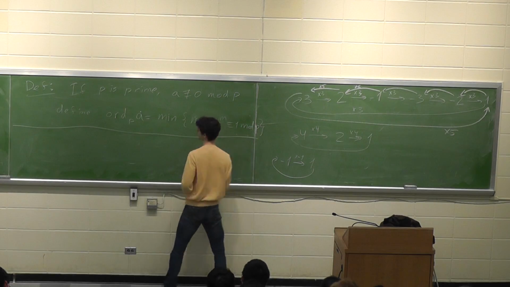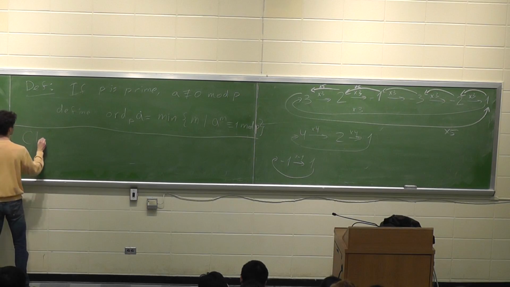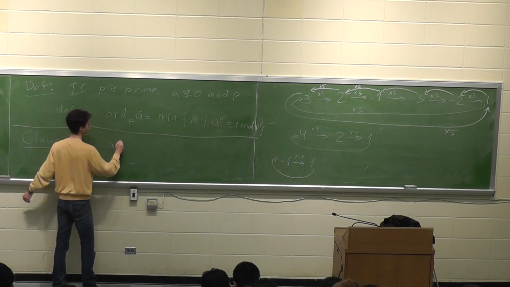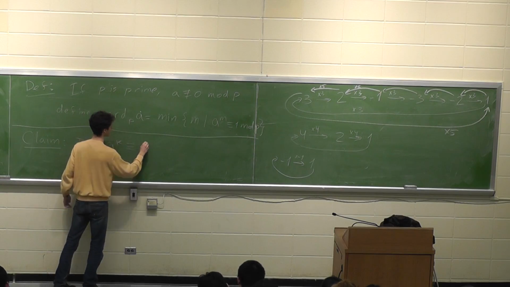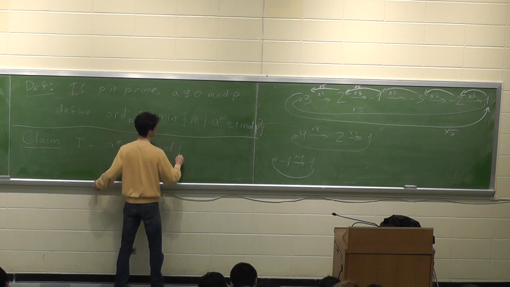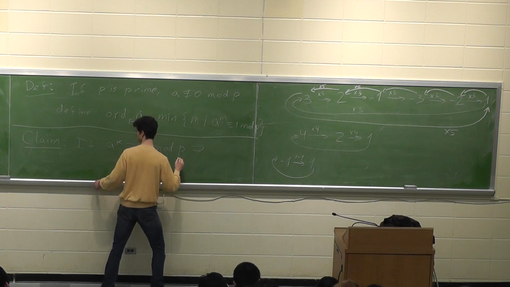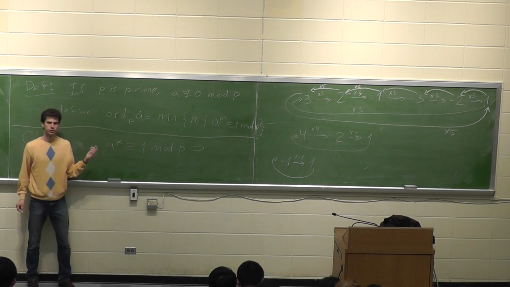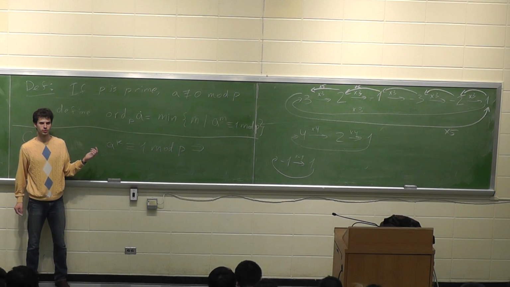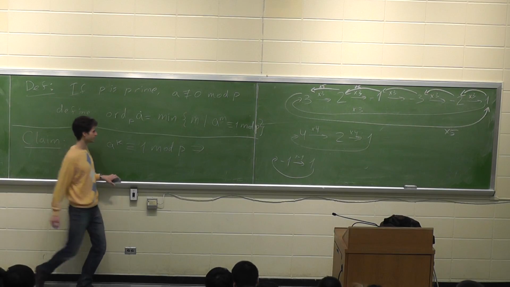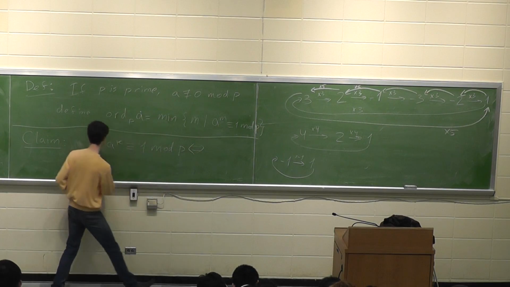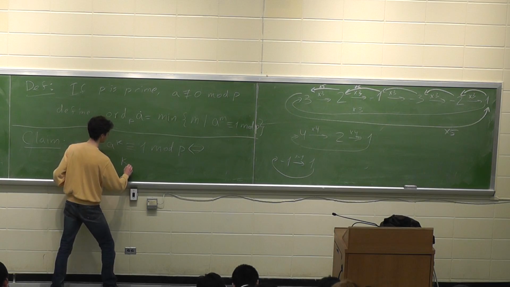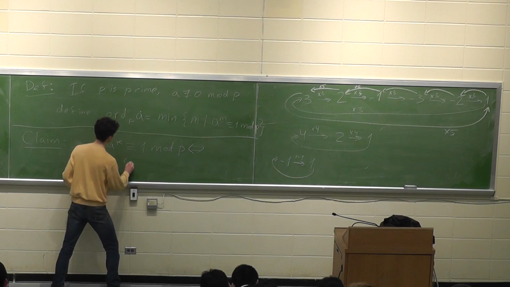And here's a very simple claim. If a to the power k is congruent to 1 modulo p, then, let me formulate it like this: you can reach 1 by moving along the cycle if and only if k is divisible by this order.